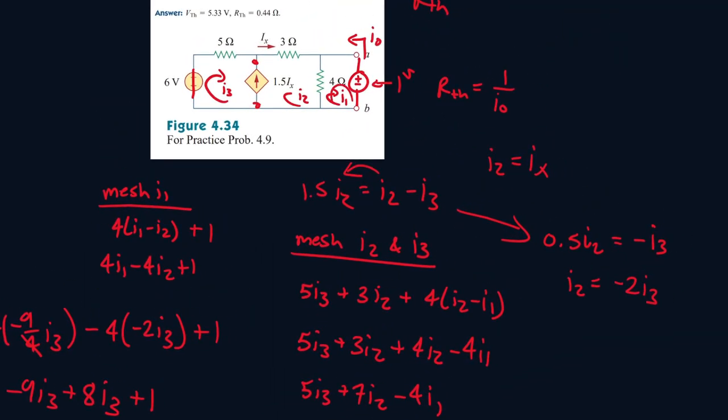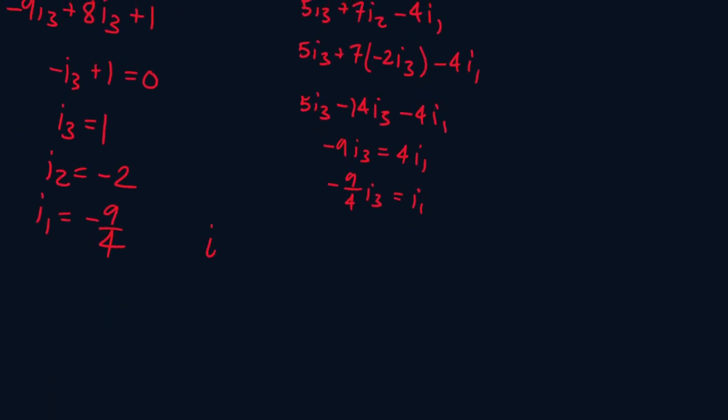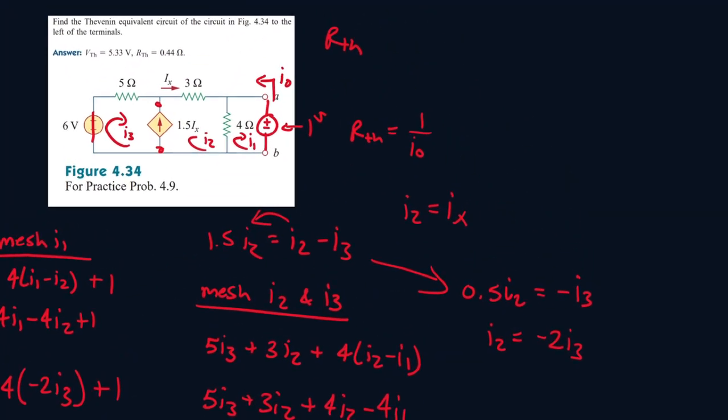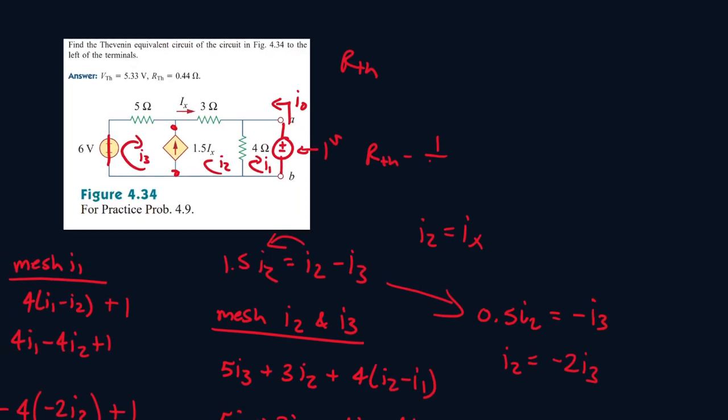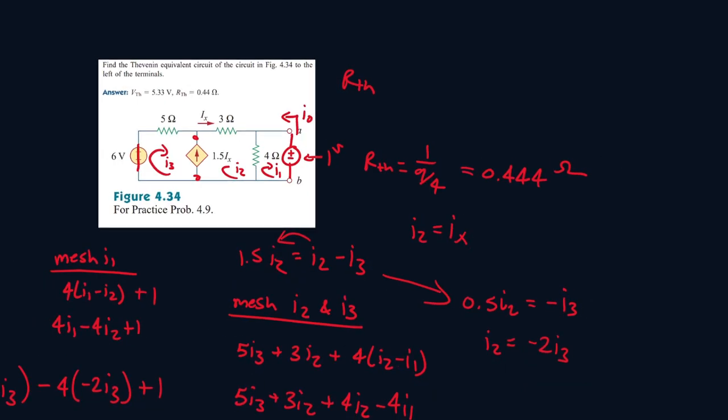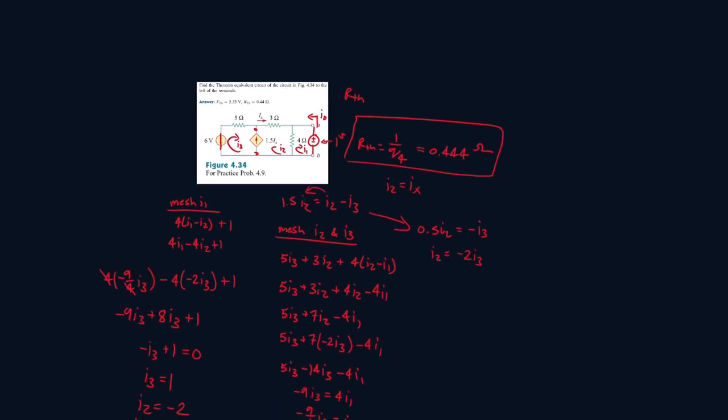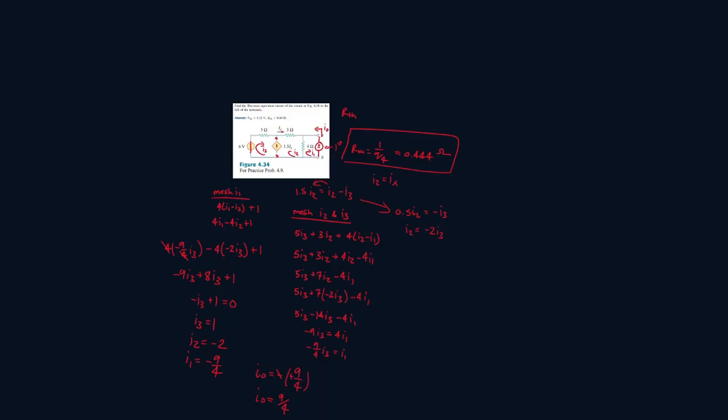Now we see I1 is in the opposite direction of IO. So IO is equal to minus I1. So it'll be minus 9 over 4. This and this cancel out, so IO is 9 over 4. Now we can plug that into here. Okay, 9 over 4. And that gives you 0.444 ohms. Okay, that's your Thevenin resistance. Now let's find the second value, VTH.